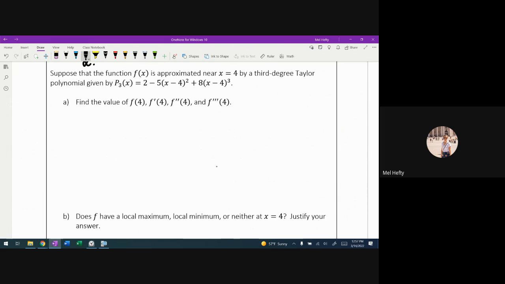All right, anyone want to give me a solid guess, not what f prime, what f of 4 is based off of that, Taylor? 2, crushed it. All right, anyone got a solid idea of what f prime of 4 is? Ooh, close. Ooh, 0. Does anyone see that there's no x minus 4 to the first power term? 0. There's no linear term.